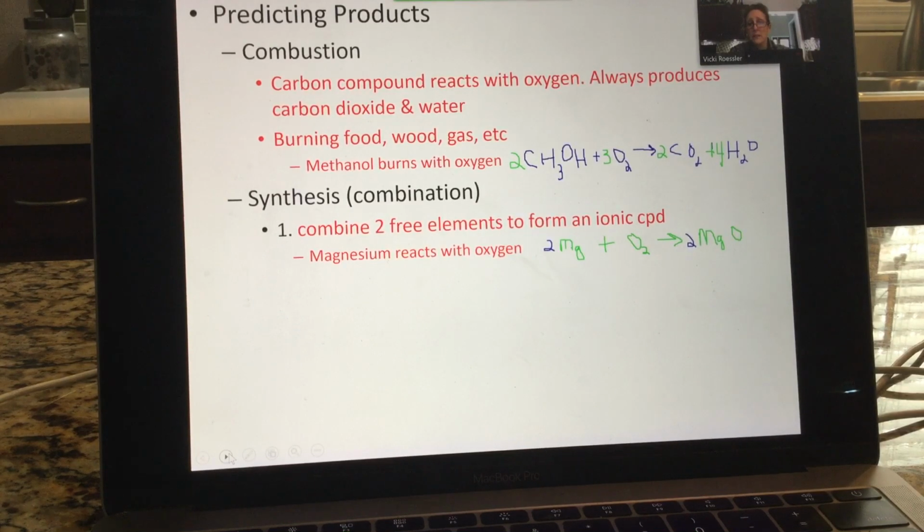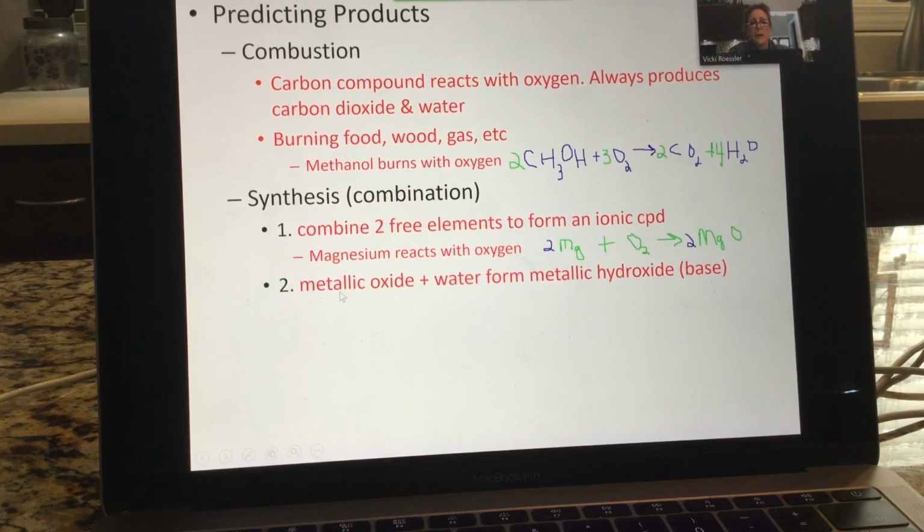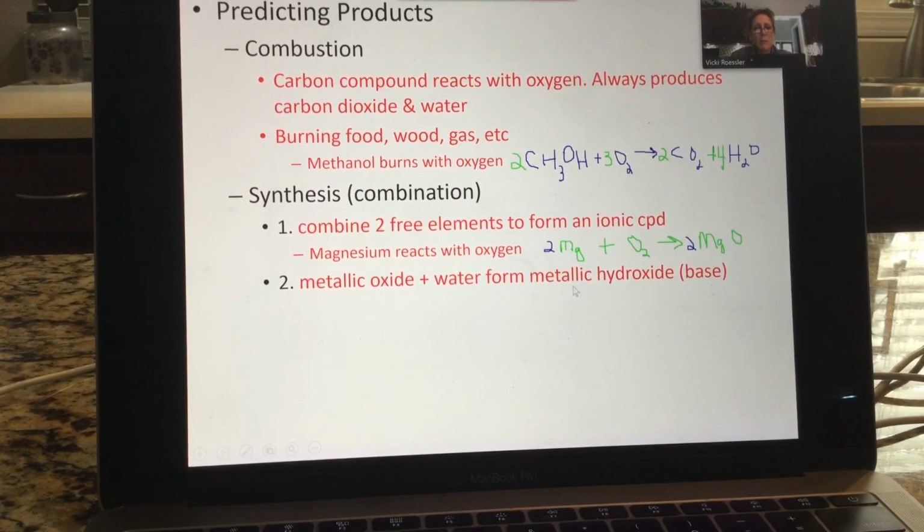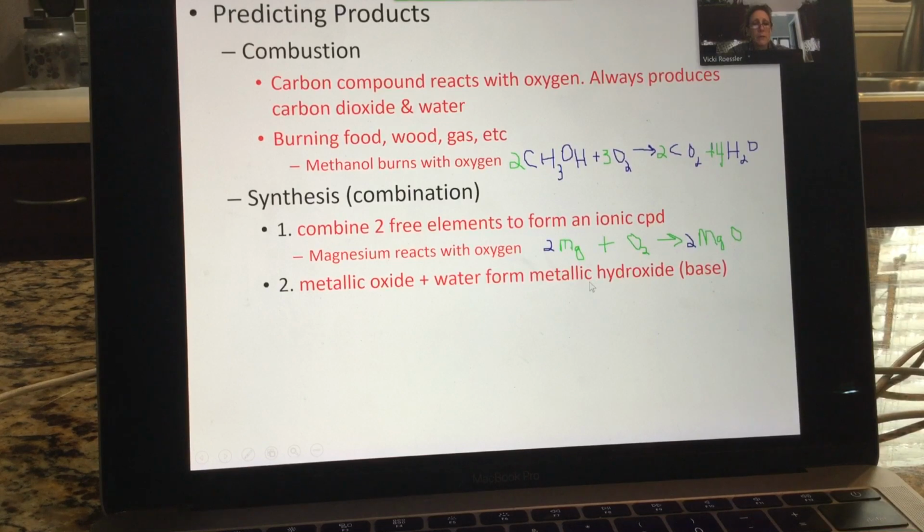Our second type of synthesis reaction is where we have a metallic oxide. So that's a compound made up of a metal and oxygen. That's why it gets its name, metallic oxide, and water, which you all know, H2O. Those are our reactants, and when they combine together, they will form a single product called a metallic hydroxide, which is also known as a base that we'll talk about in our acid-base chapter at the end of the year. So metallic hydroxide is a metal with hydroxide, the polyatomic ion. That's our one product.